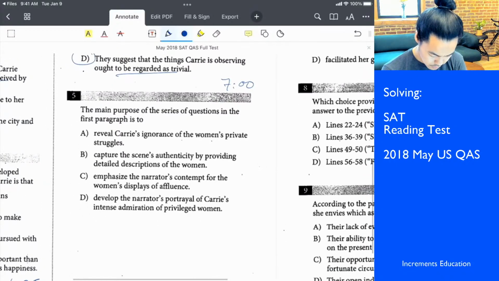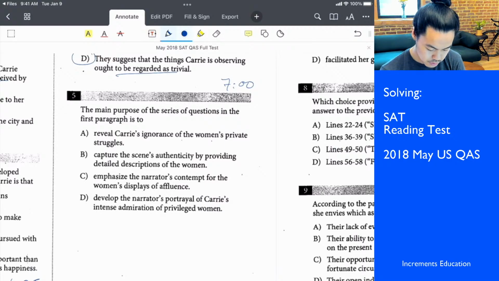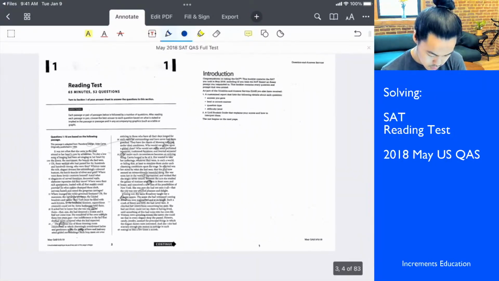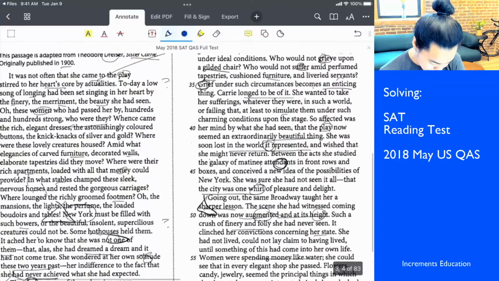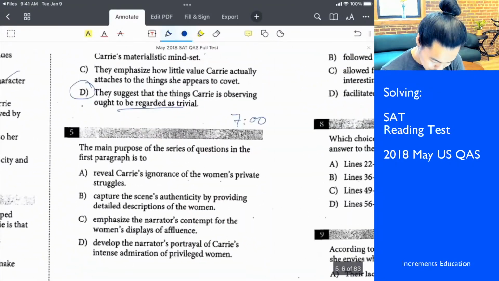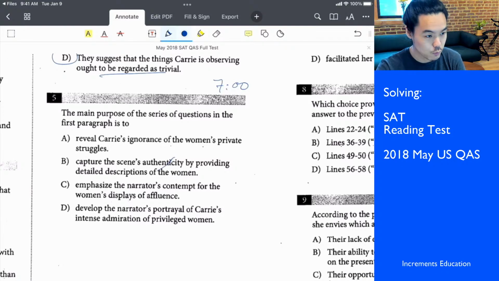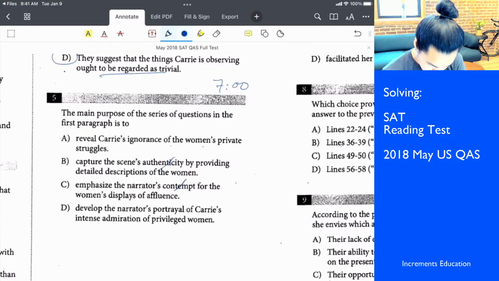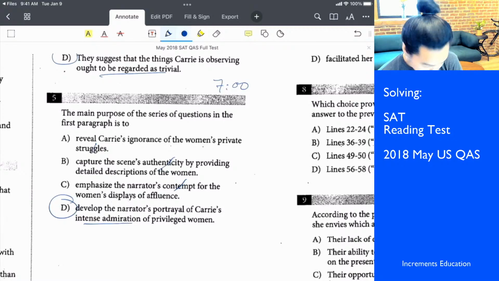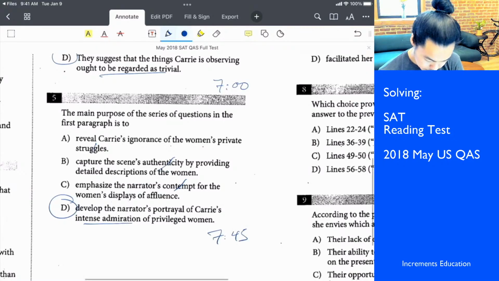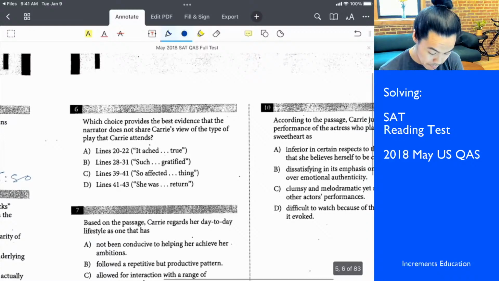Let me see. So the purpose of the series of questions in the first paragraph is to... Oh, who were they? Where'd they come from? Right, that first paragraph was the questions one. She's just imagining, not the scene's authenticity. She's imagining what their life is like. Emphasize the contempt, no. Admiration, yeah. Struggles? No. And actually, now I remember the second paragraph is more about their griefs, right? I forgot that that was the whole thing. My map of the passage was really bad.